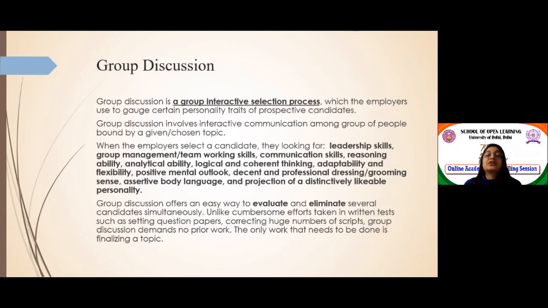Whereas in group discussion, you can put 5 to 10 or more prospective employees together and then select them, evaluate them, select them or eliminate them. Then, unlike cumbersome efforts taken in written tests such as setting of question papers, correcting huge numbers of scripts, group discussion demands no prior work.